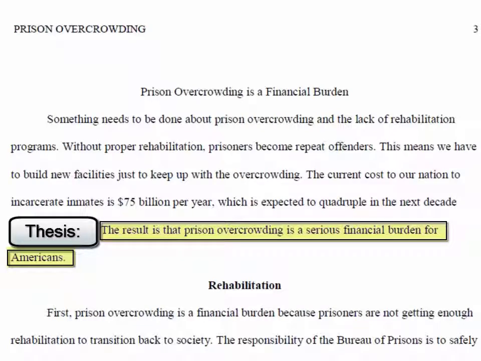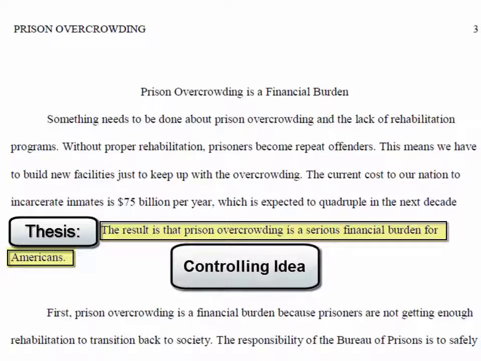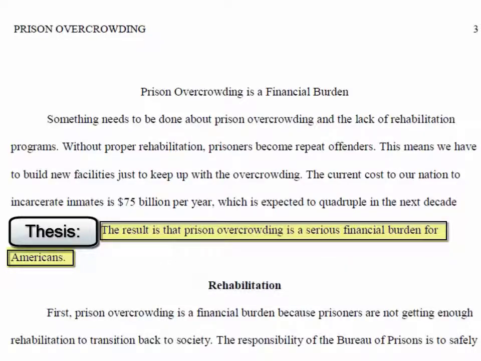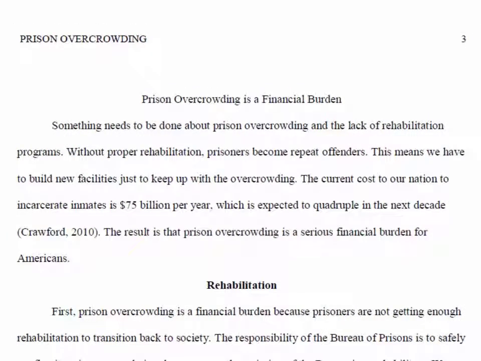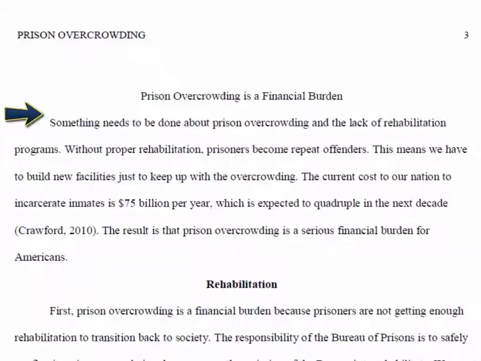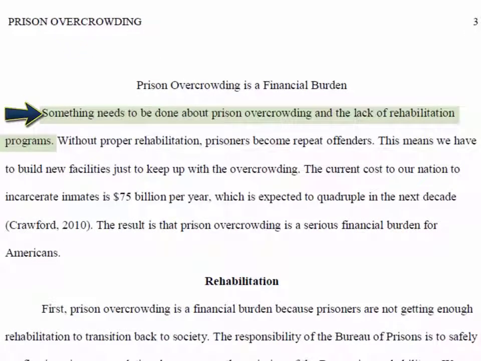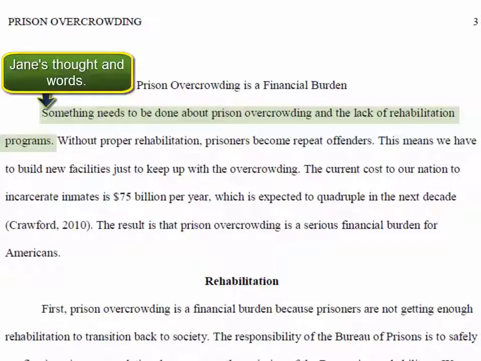Thesis: The result is that prison overcrowding is a serious financial burden for Americans. So, this is the overall concept, the controlling idea that the essay will illustrate, corroborate, and hopefully present a convincing case for. Let's return to the beginning of the intro to see how she led up to this thesis. She begins, "Something needs to be done about prison overcrowding and the lack of rehabilitation programs."